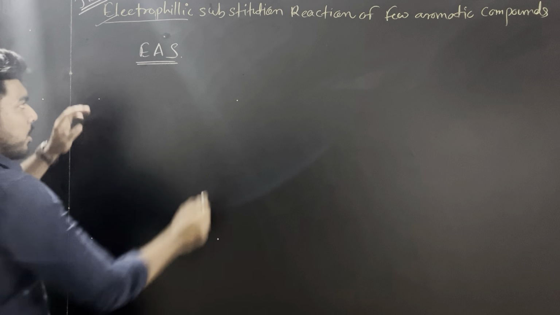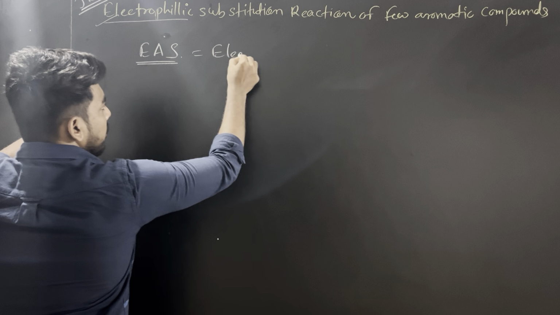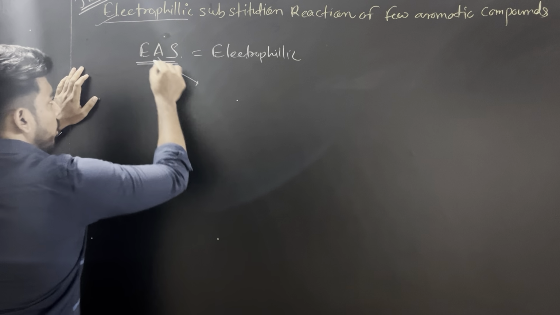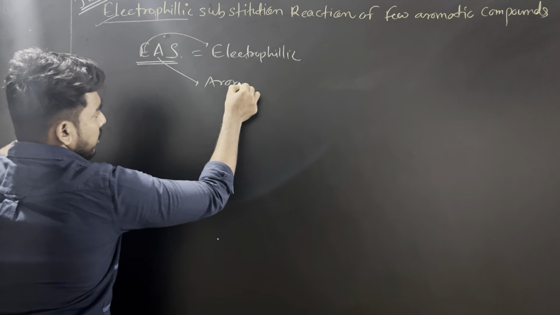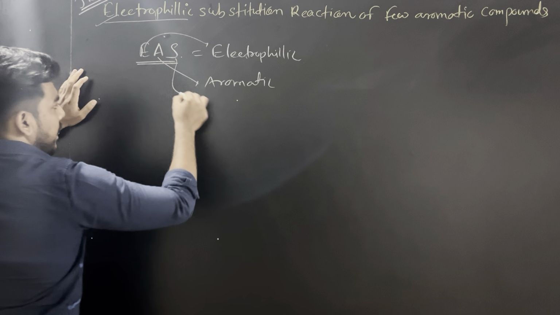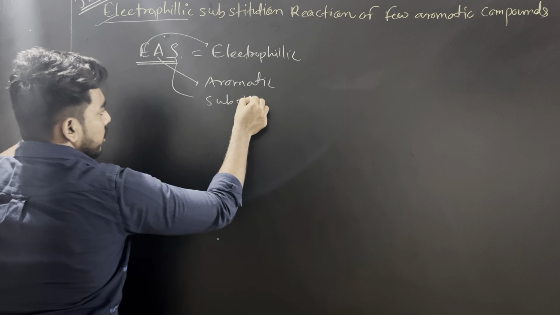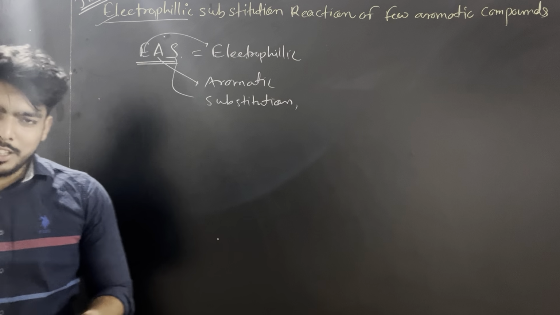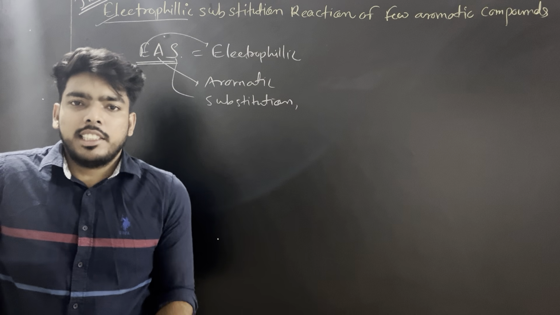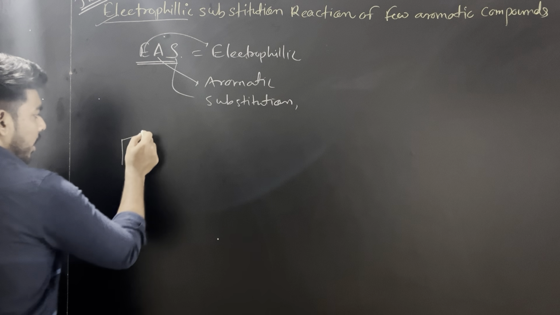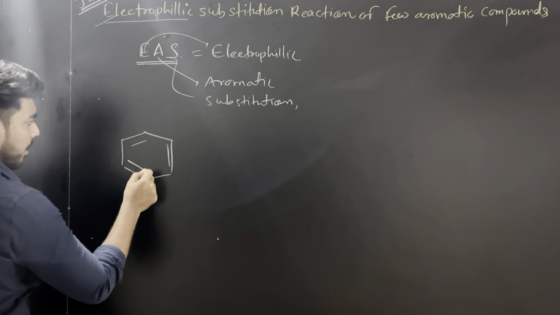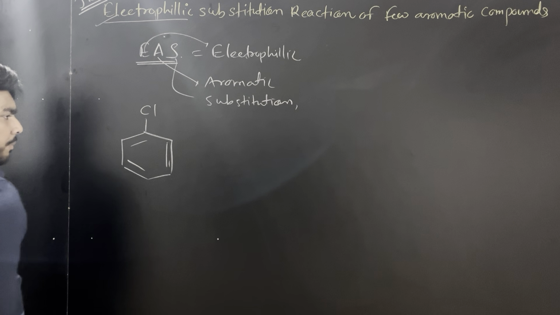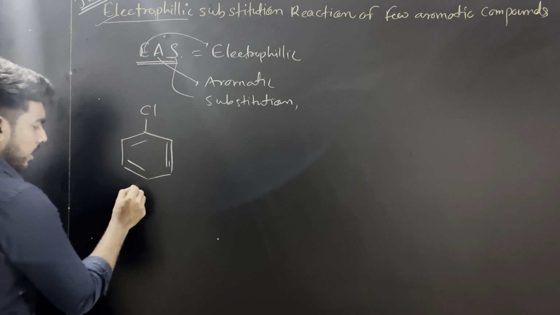The name suggests it's electrophilic. A stands for aromatic, and S stands for substitution. For this reaction, the necessity is to have an aromatic compound like this. You can have any aromatic compound. Suppose I have Cl; this particular compound is called chlorobenzene.